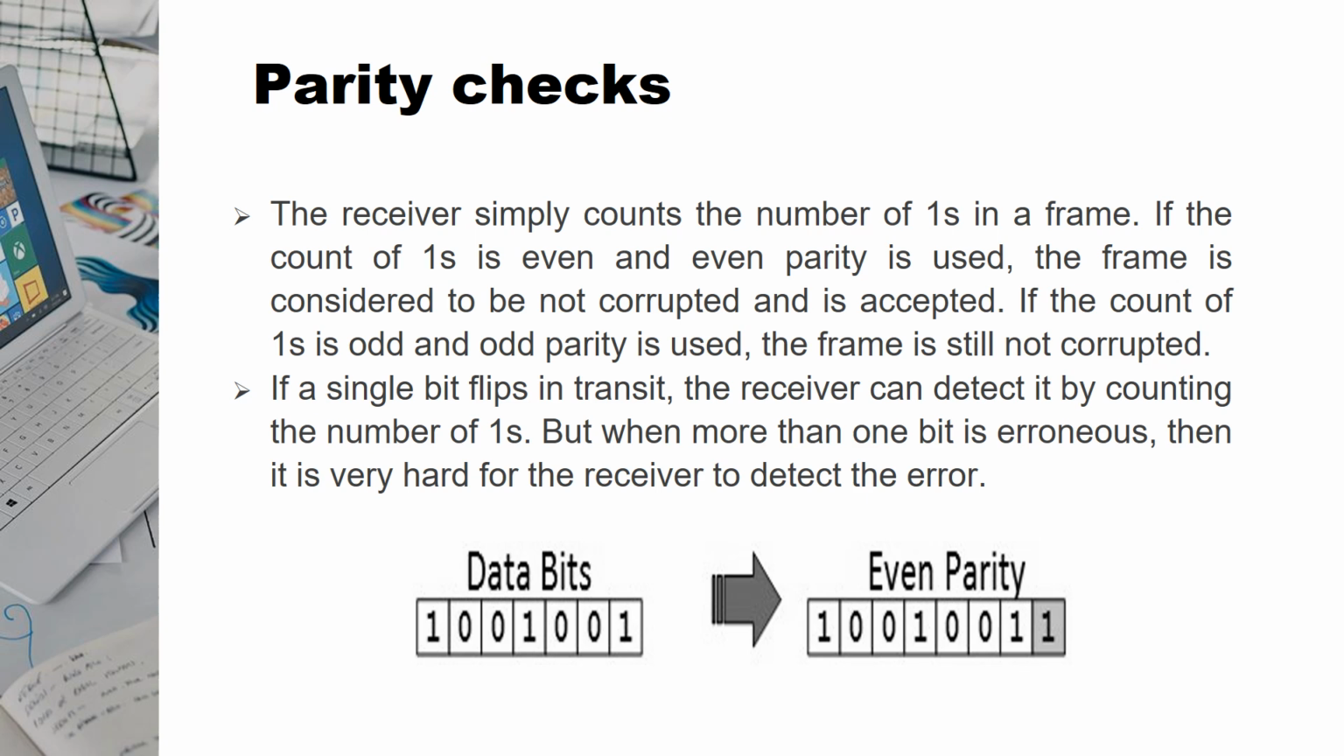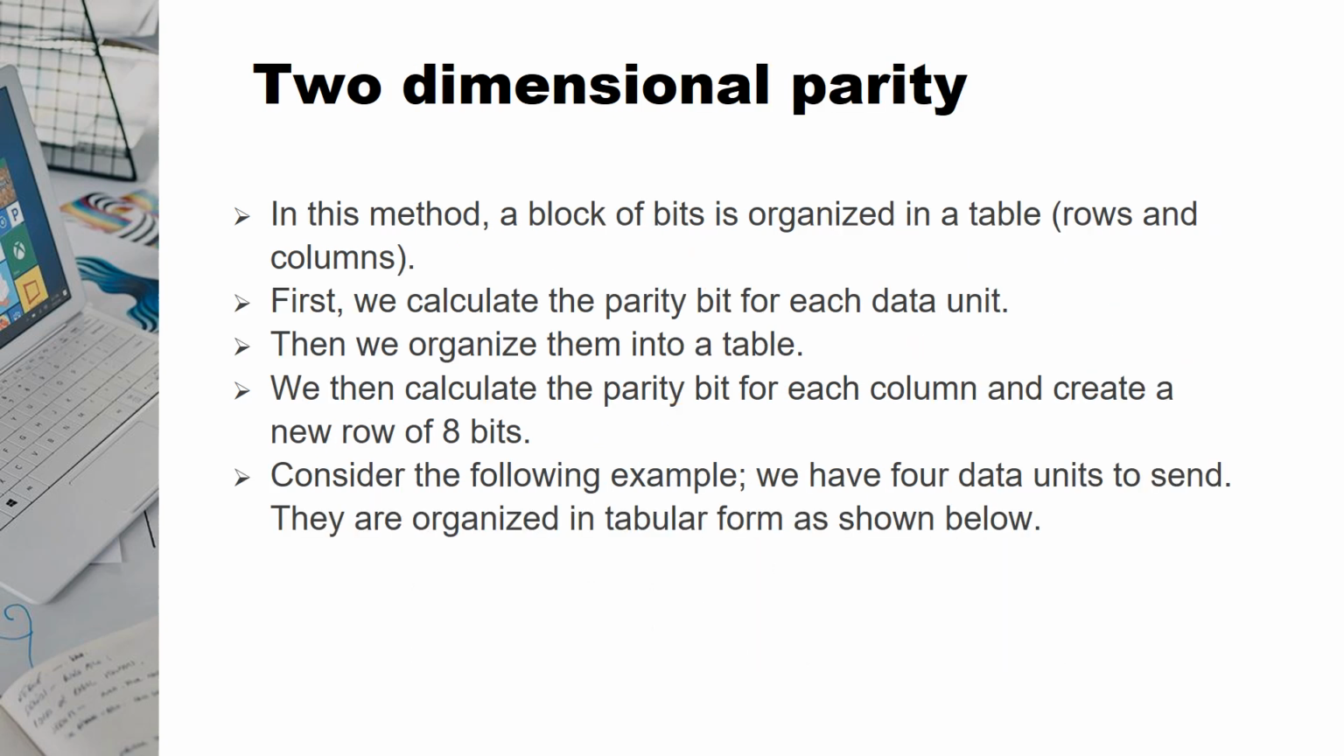That's what we call parity checks. And there is two-dimensional parity. We're talking of two-dimensional parity. This involves adding parity bits to both the rows and columns of a data block. This method can detect and correct single bit errors, right?